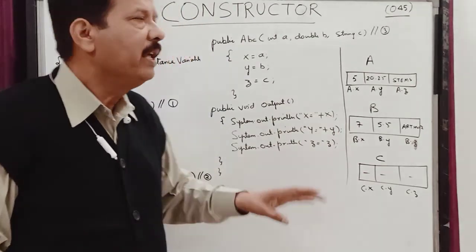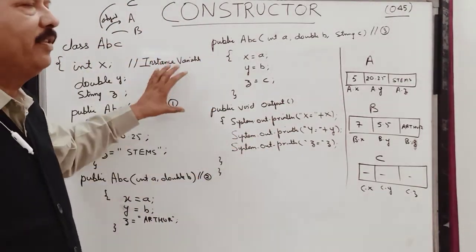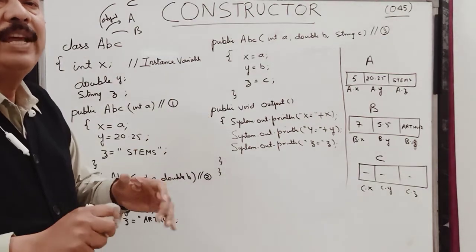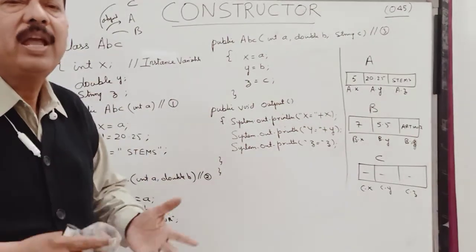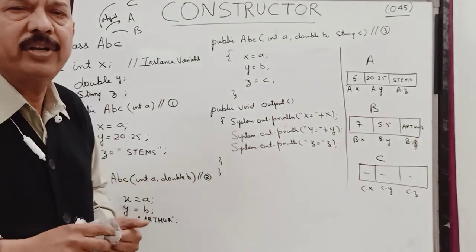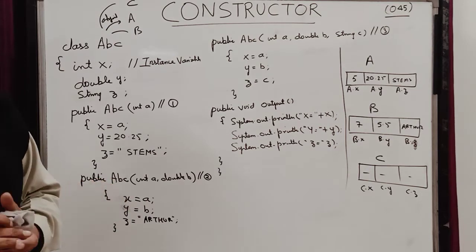So we say that a constructor is a member of a class, and a constructor is used to initialize objects of the class with legal initial values at the time of their creation. I hope children this is clear. Now children, we come to the features of a constructor.